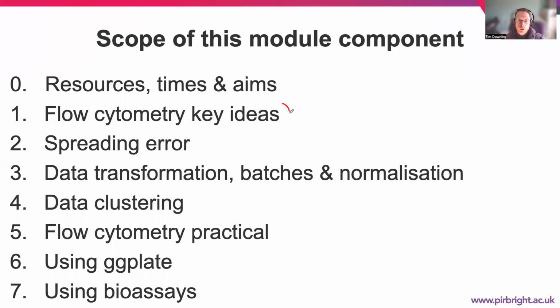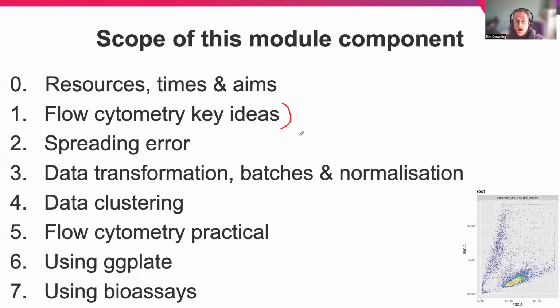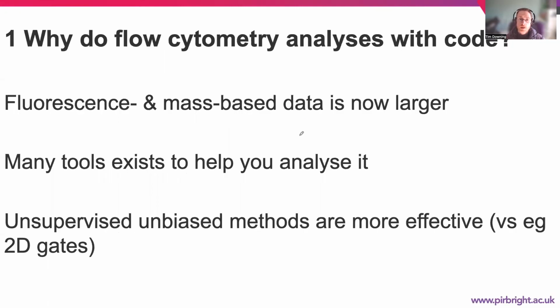So in this video, we're going to talk about the key ideas in flow cytometry as part of the F1 course on flow cytometry data analysis. So what we're going to think about is why you want to look at flow cytometry data with code. And our main reason for that is that we can deal with different data types. There could be fluorescence-based or mass-based data.